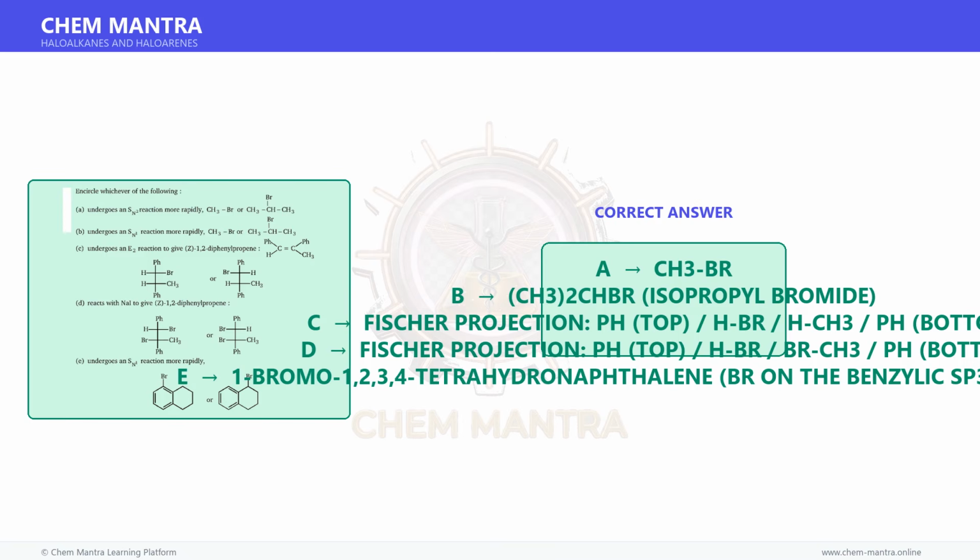Therefore, the correct matching is: A matches CH3Br, B matches CH3CH(Br)CH3, isopropyl bromide, C matches Fischer projection Ph top, H Br, H CH3, Ph bottom, D matches Fischer projection Ph top, H Br, Br CH3, Ph bottom, E matches 1-bromo-1,2,3,4-tetrahydronaphthalene, Br on the benzylic sp3 ring carbon.